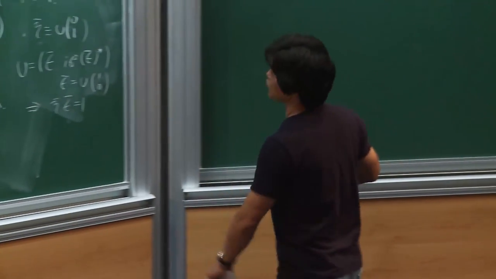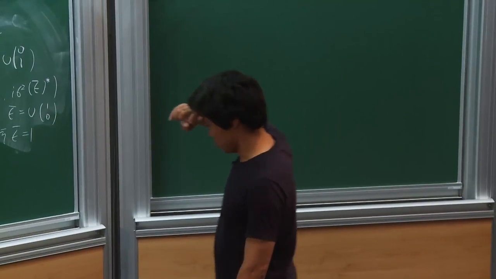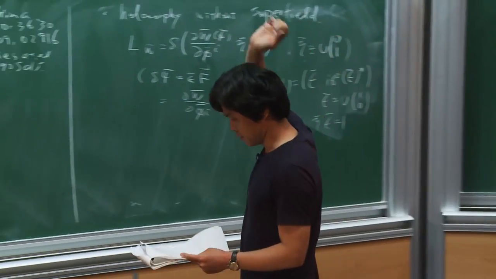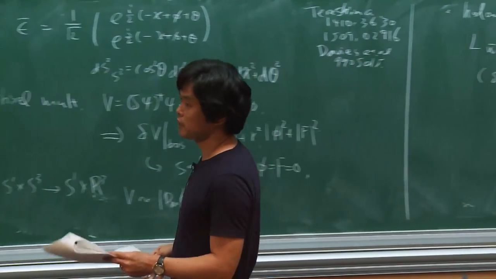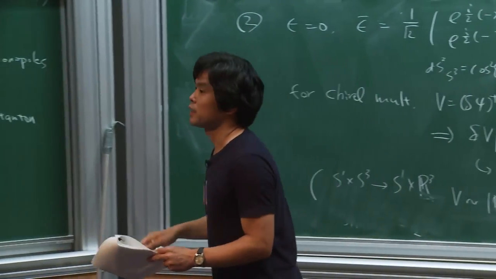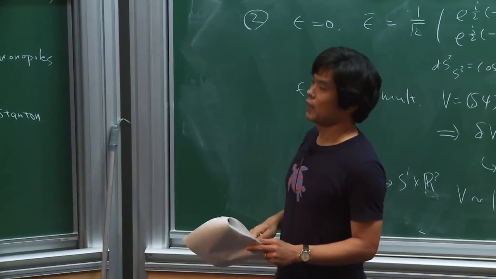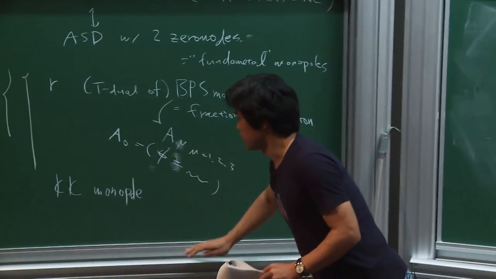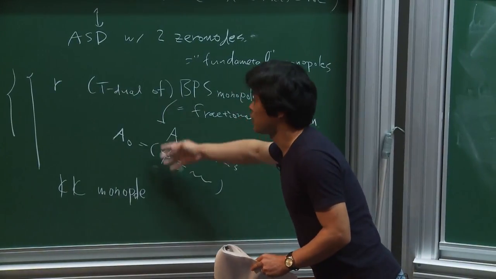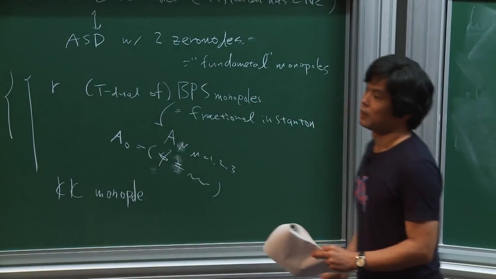Actually, this Kaluza-Klein monopole was found from this picture. I mean, then there should be something. But it's related to the gauge dependence or something. Actually, this Kaluza-Klein monopole is X0 dependent, usually, in the usual gauge.